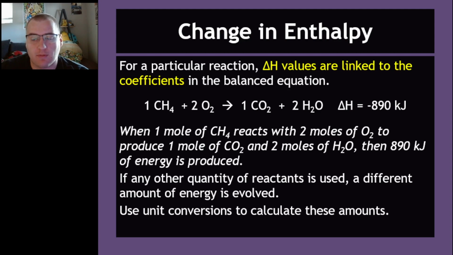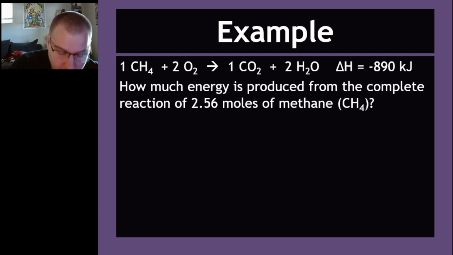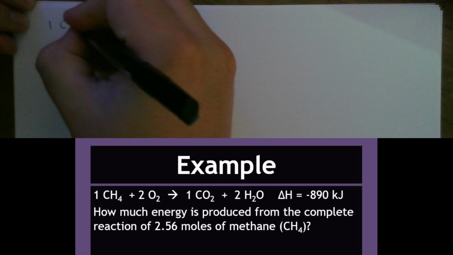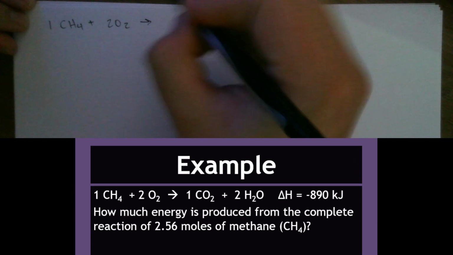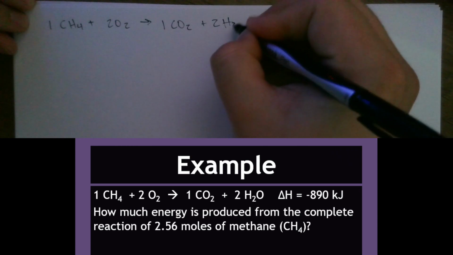This is our first way we're going to calculate the enthalpy of something. So here's the same reaction, and we're going to do 3 different practice problems about how much energy is made from some different situations. I'm going to take a second to write down this reaction here. Let's go. 1 CH4 plus 2 O2 yields 1 CO2 and 2 H2O.